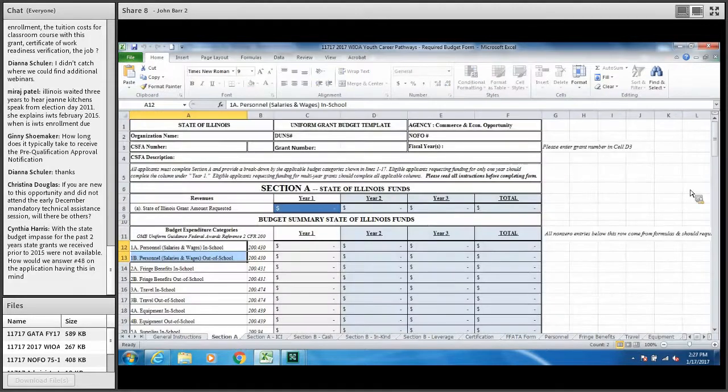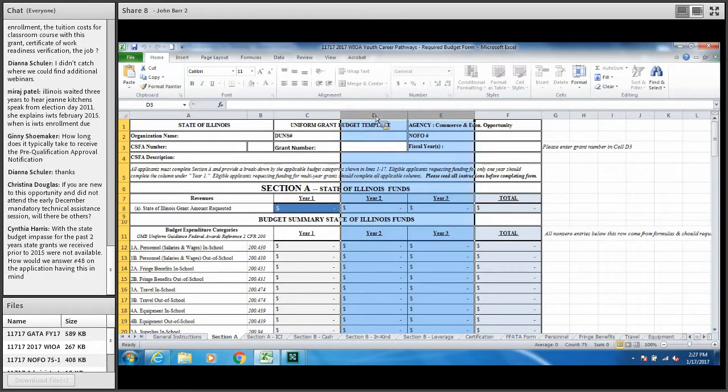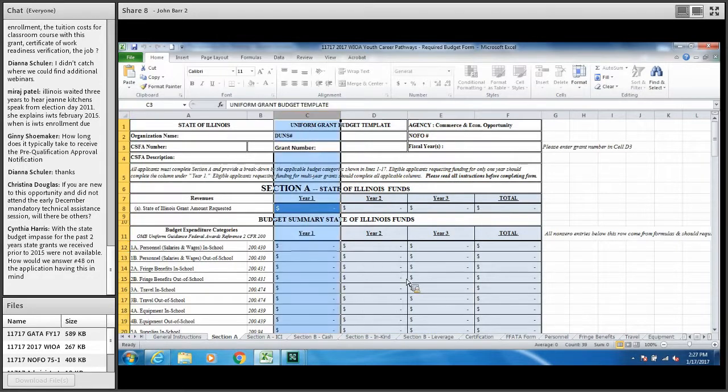I would point out that there are multiple years that are listed here. At this point, I would advise you just to put everything into year 1. This is a piece that the department is continuing to work through to see if we can modify a bit. But for right now, for this particular grant NOFO application, just put everything into year 1, and if we need to adjust that, we'll follow up with you.